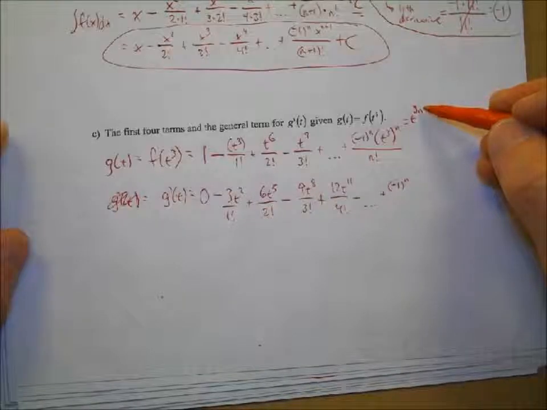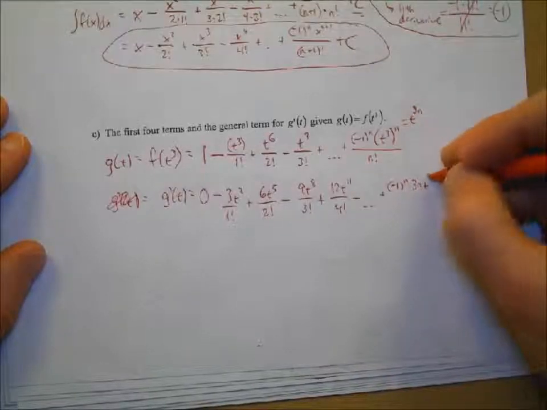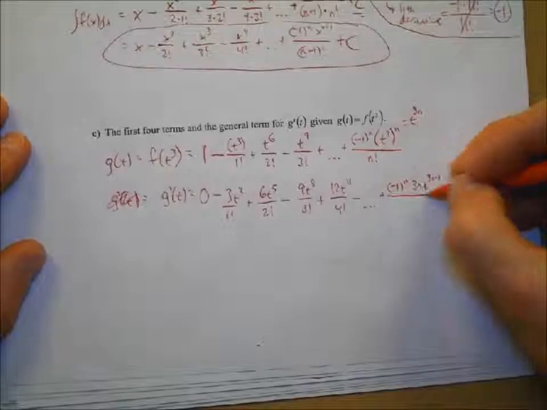Well, exactly, yeah, 3n t to the 3n minus 1, all over n factorial.